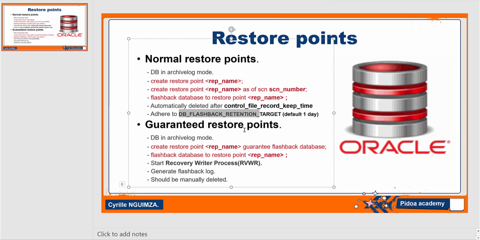Now coming to the guaranteed restore point. As I said before, the DB should also be in archive log mode. To create a guaranteed restore point, you use the command create restore point, you give the restore point name, guarantee flashback database.